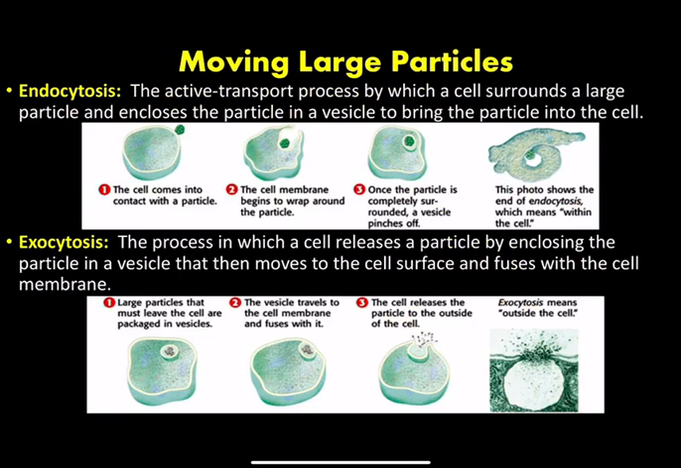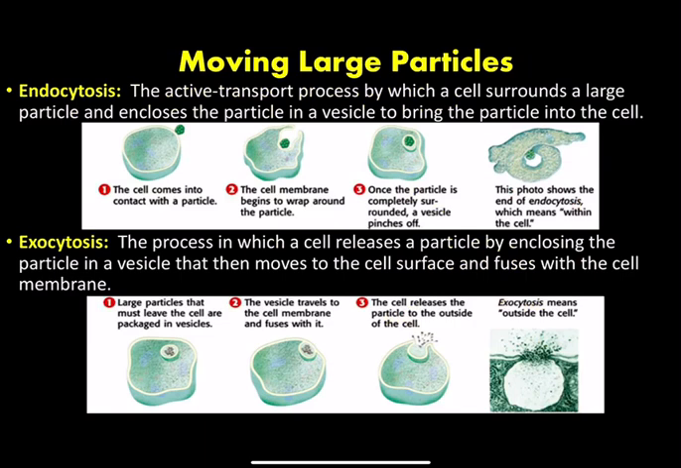Anyway, the first step with endocytosis, endo meaning in, you're taking something into the cell. Step 1, the cell comes into contact with a particle. Step 2, the cell membrane begins to wrap around the particle. Step 3, once the particle is completely surrounded, a vesicle pinches off. And last but not least, this photo shows the end of endocytosis, which means the particle is within the cell. Remember, endo, in.